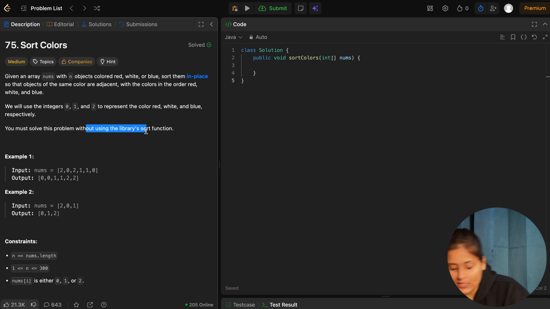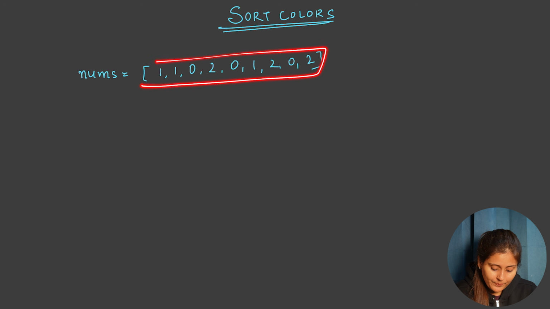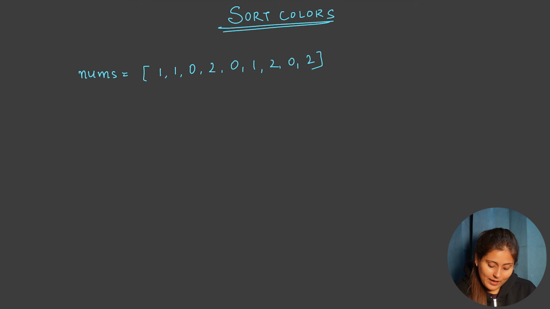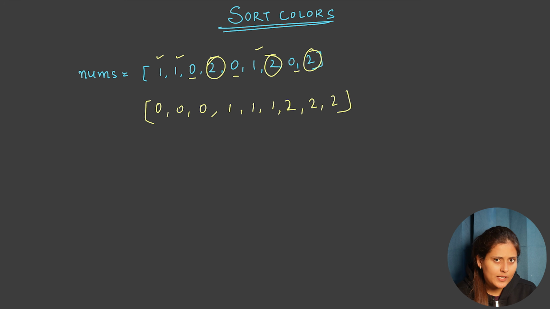So let's come to the screen. Here is the problem, sort colors. What will be the output for this? We have to put the 0's first. How many zeros were there? 1, 2, 3. So we put 0 first. And then we have to put the 1's. How many ones are there? 1, 2, 3. Now we have to put the 2's, correct? How many 2's are there? 1, 2 and 3. This is how it will be sorted, correct?